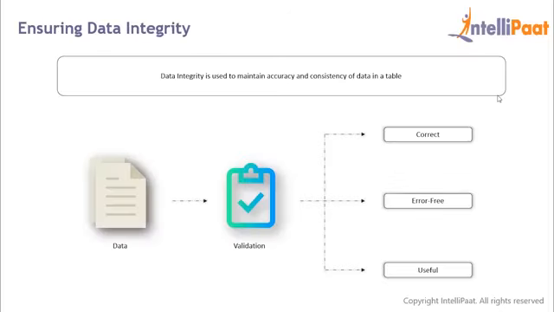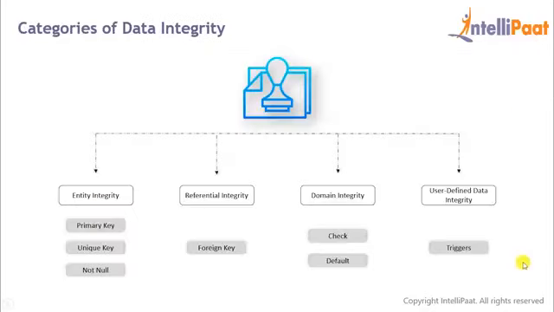So why do we need data integrity? Well, data integrity is used to maintain accuracy and consistency of data in a table. So whatever data we have with us, we need to make sure that it is correct, error-free, and useful. And data integrity can be grouped into these categories. So we have entity integrity, referential integrity, domain integrity, and user-defined data integrity.